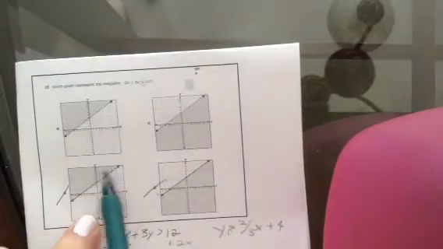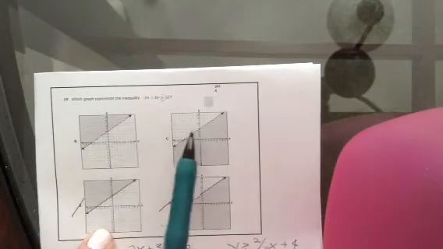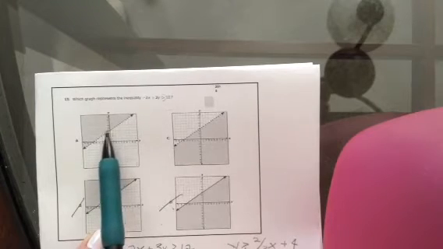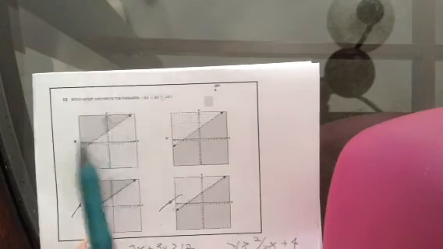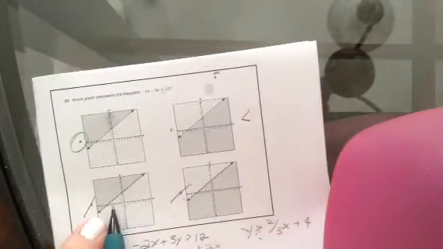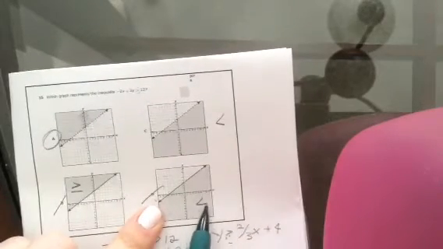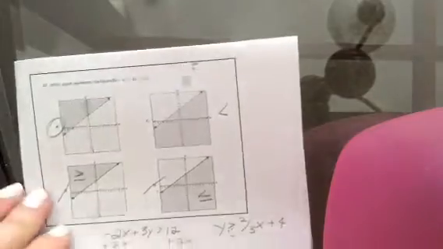If you notice, all these lines are drawn the same way, so I just need to know which way the symbol faced. Y is greater, which means on the y-axis I need to shade greater than it, which would be this way, so it would be A. So this symbol would have been like this. If this was right, it would have been like this, and if this one was right, it would have been like this. This is a little extra.